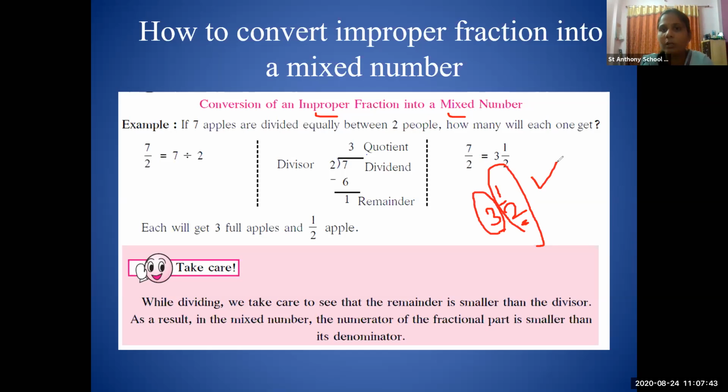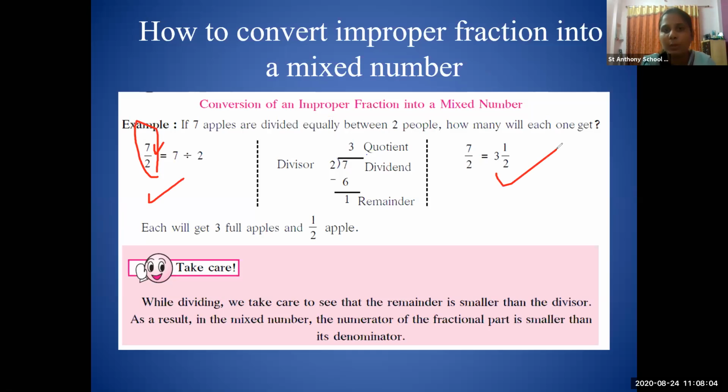So what we are going to do here, we will convert that improper fraction into a mixed number. If the numerator is greater than the denominator, it is an example of an improper fraction, no doubt, right? Now we have to convert that improper fraction into what? Mixed number. Now how are we going to do this?